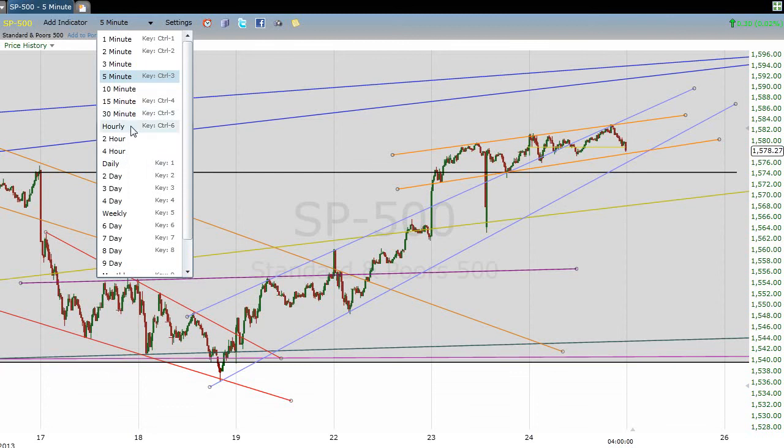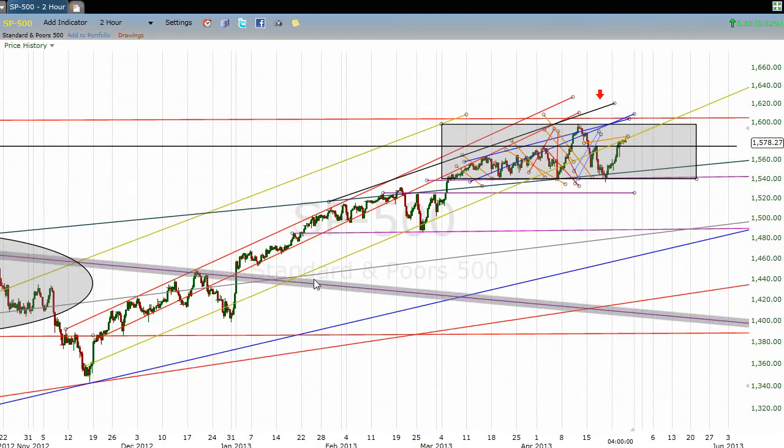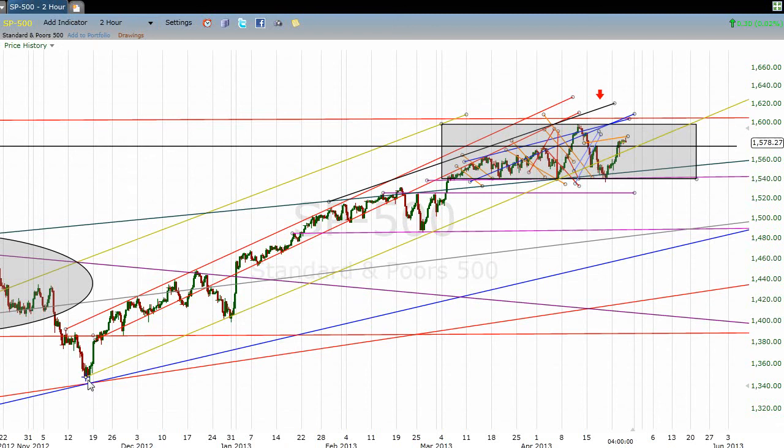If we go to an hourly chart, well, let's go to a 2-hour. You can see this rally that has lasted all the way from the middle of November 2012, and now it's starting to get squonky, if that's a word. It's starting to get a bit of a lack of direction as we go up and down, and we vacillate in pretty much a sideways fashion. And again, that 1540 support line is very important.